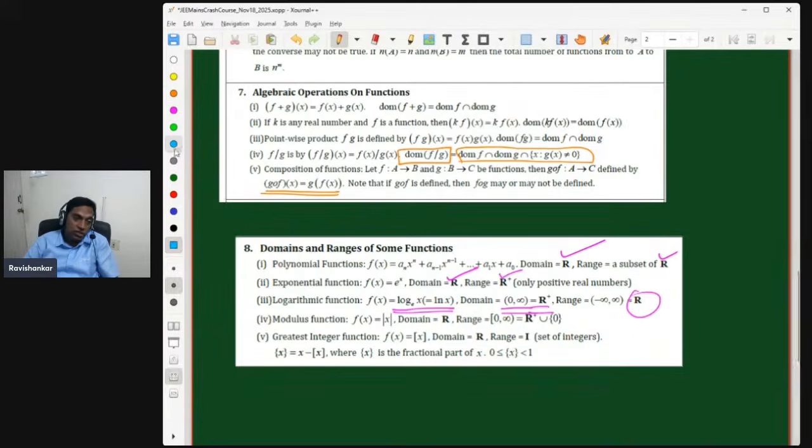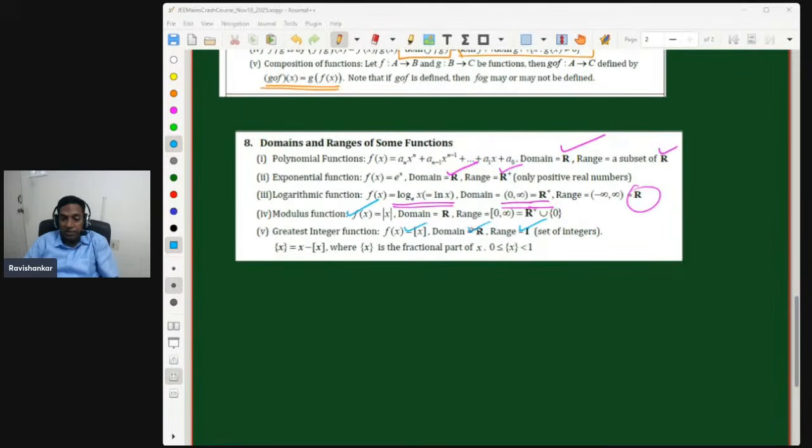Modulus function, you know. Okay, these are very common functions. Domain is all real numbers, range is R plus. Greatest integer function, domain is R, range is the set of integers. Okay, I should have probably put Z, sometimes that's confusing.